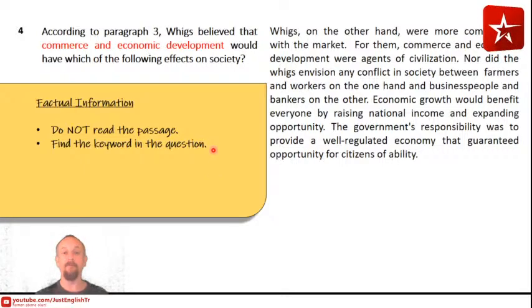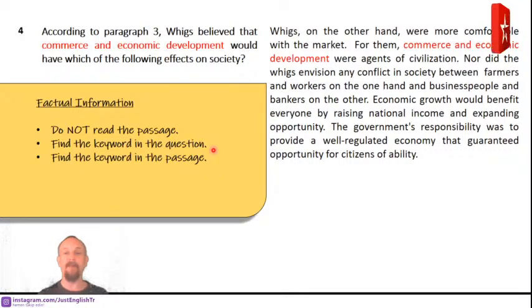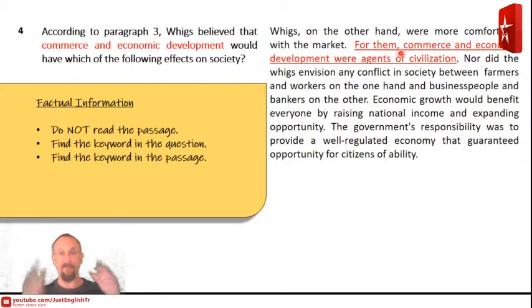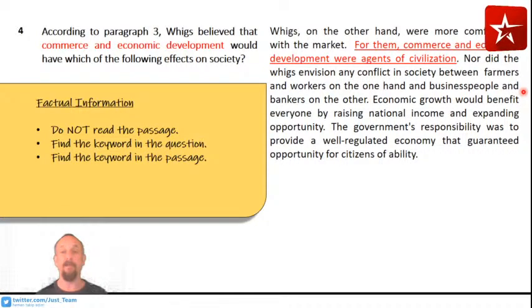What do we do now? Any guesses? Yep. We find the key word in the passage. And up here we have commerce and economic development. And we know if the key word is in one sentence, we only need one sentence. Only if it's in 2 sentences do we need 2 sentences. So let's restrict this information that we need. There we go. We've restricted it to a sentence. For them, commerce and economic development were agents of civilization.